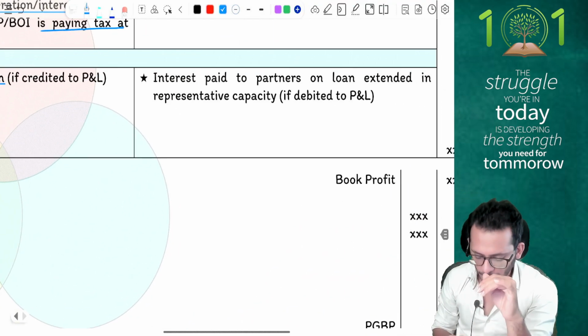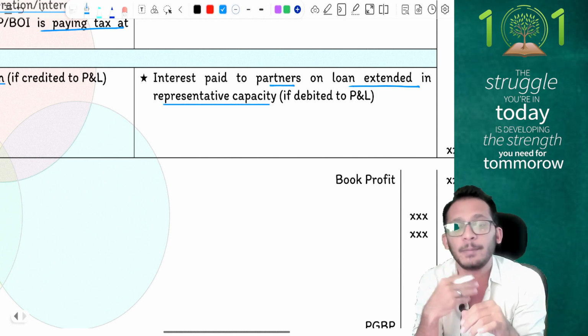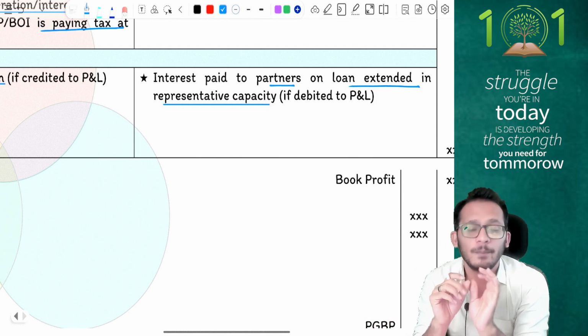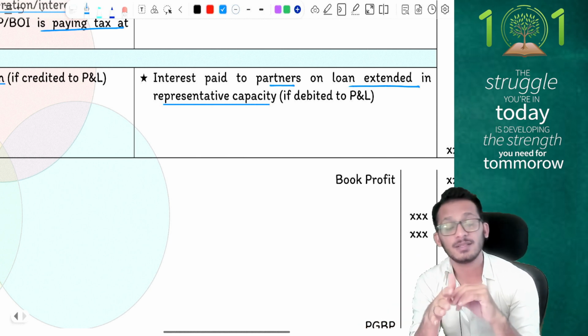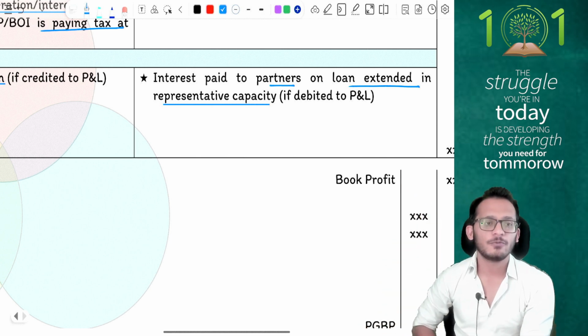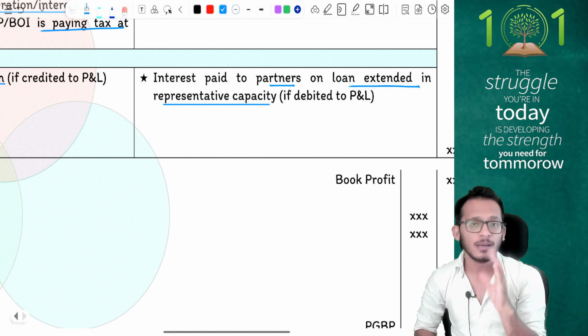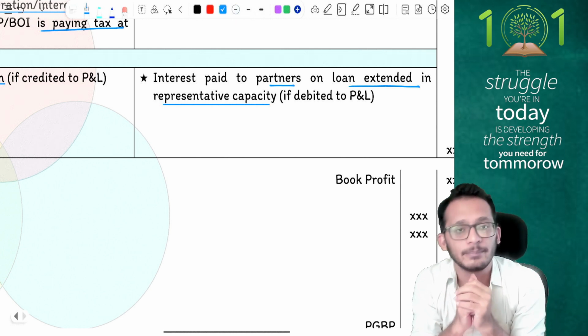What should be ignored is any kind of interest paid to partners on a loan extended in a representative capacity. So if the question says that I am a partner in the firm, but my HUF is giving a loan to the firm, in that case the HUF will not be guided by the 12% rule. Whatever interest is paid to the HUF will be fully allowed as a deduction subject to section 40A(2). Yes, so if 40A(2) permits 14% also, then 14% will be treated as a deduction. But if 40A(2) says you can only pay 12%, then in that case you will restrict it to 12%.